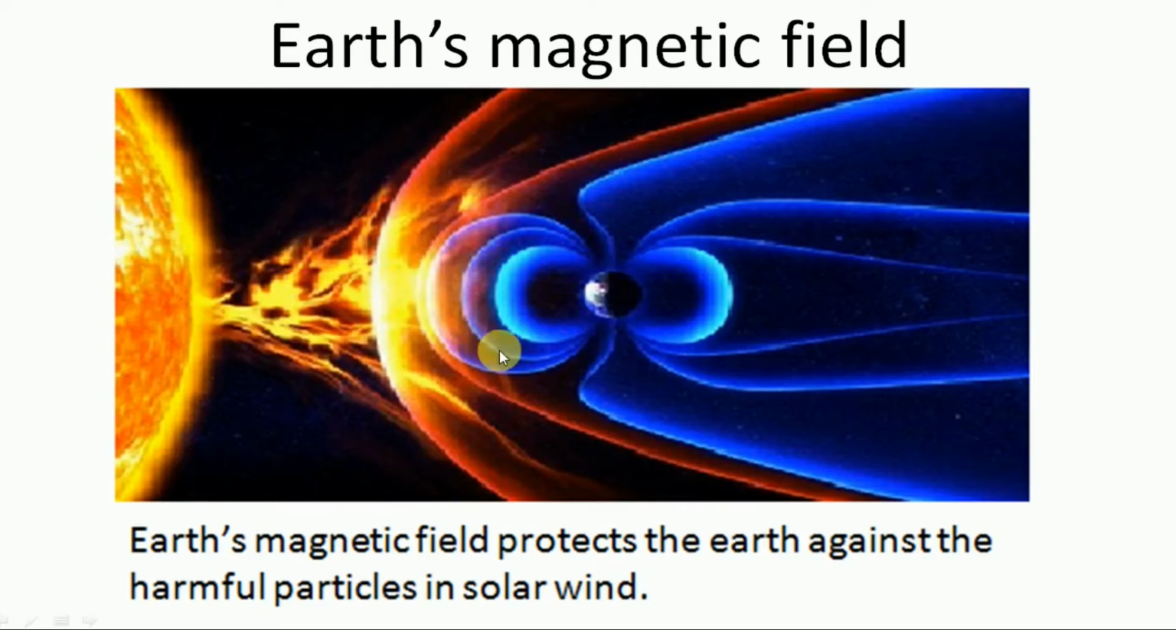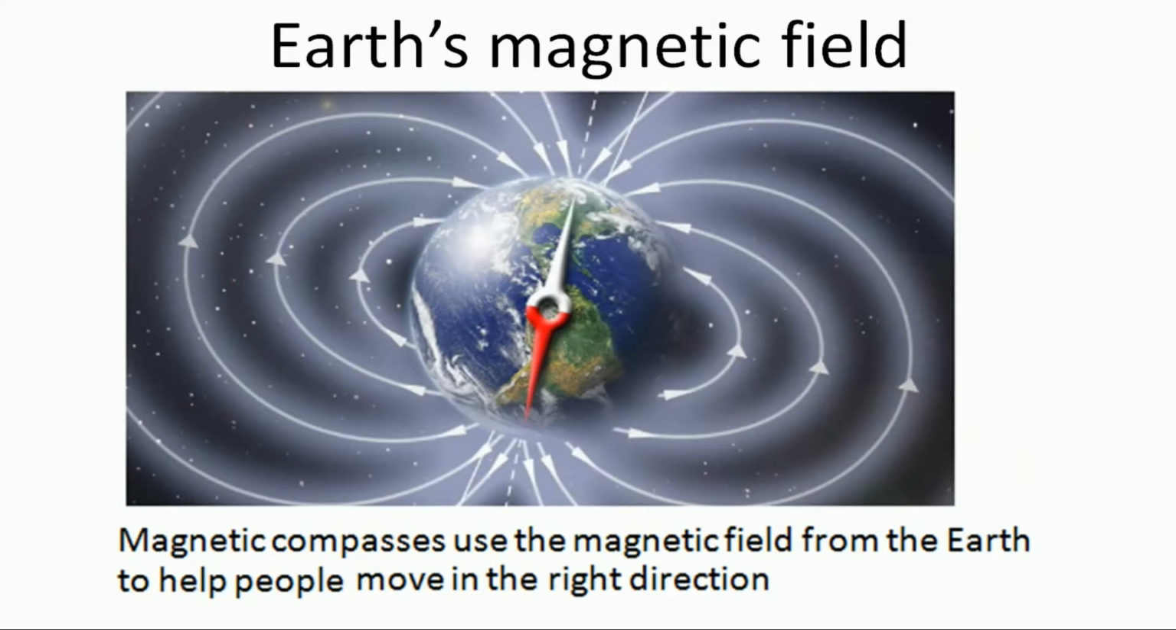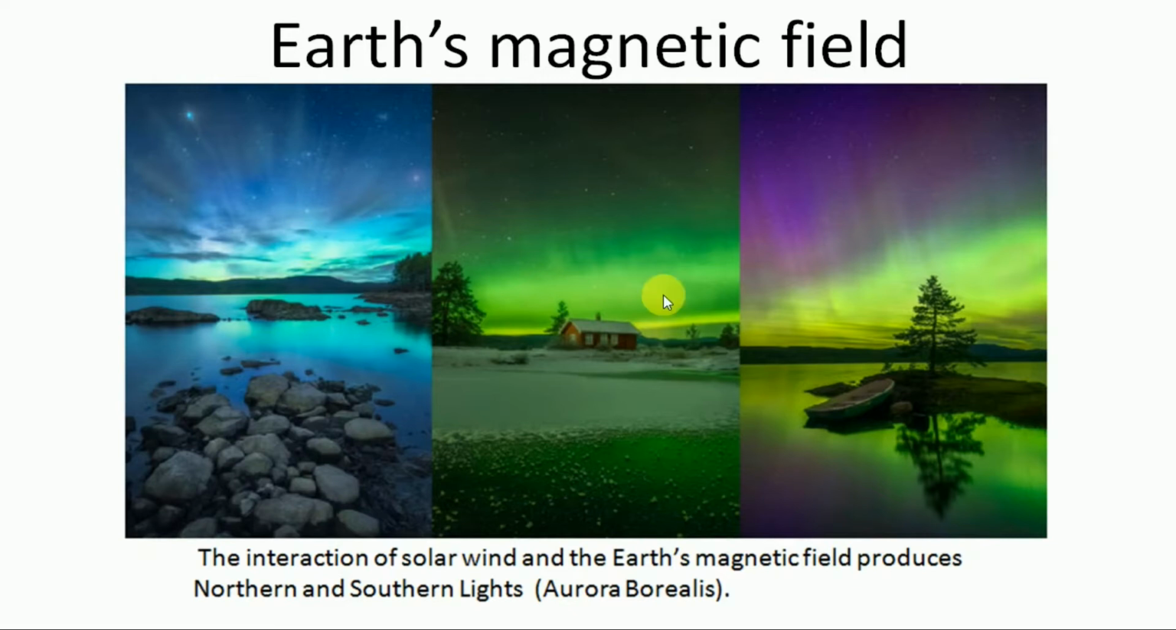Without the magnetic field, life on the earth is not possible, and the magnetic compass works due to the magnetic field of the earth. And this picture is the picture of northern light. We call it aurora borealis, and this happens due to the interaction between solar wind and the earth's magnetic field.